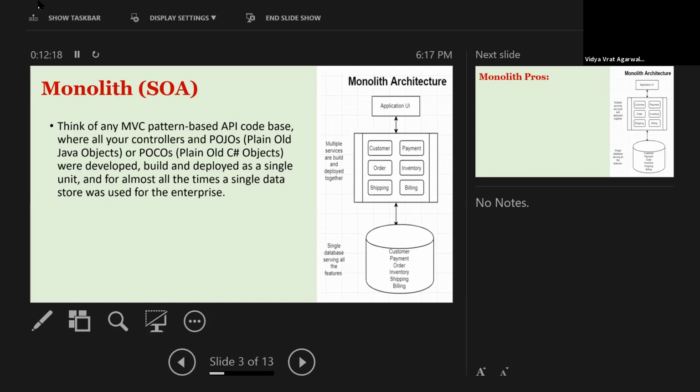Now, since we were talking about Monolith, let's see what happens here. All this functionality, wherever you need data stored in the system, all that is stored in one relational database. Mostly, all the monoliths are built around relational databases only. That's the only way they can establish relationships between the tables, right?